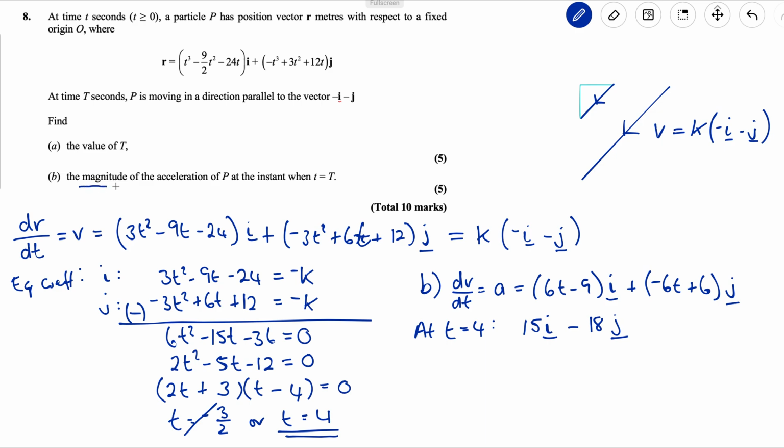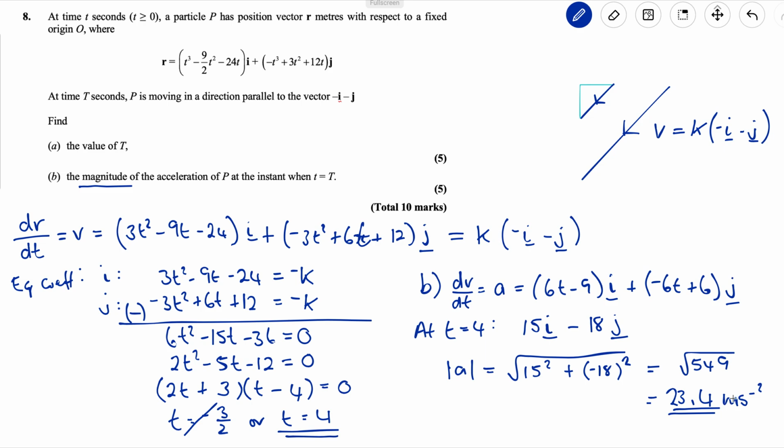Now it asks to find the magnitude of the acceleration. So to find the magnitude of the vector, we need to use Pythagoras. So 15² + (−18)², and that's equal to the square root of 549, or 3√61, or 23.4 if you're doing that to 3 significant figures.